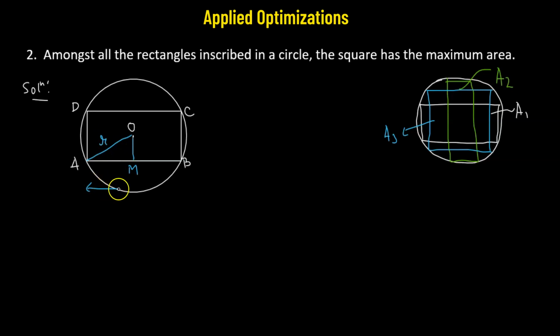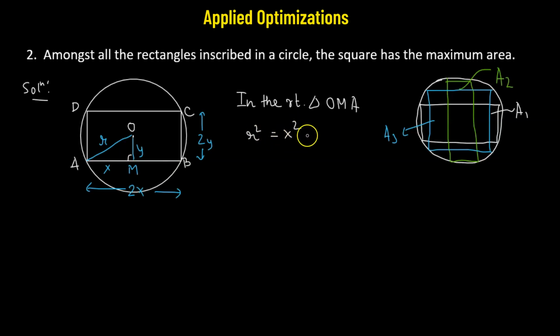We'll also consider that the length of the rectangle be 2x and the width be 2y. Then we can immediately say here that the value of AM will be x, and the value of OM will be y. Now, in the right triangle OMA, which is right angled at M, we can use the Pythagoras theorem to say that r squared equals x squared plus y squared. So we'll consider this as equation number 1.